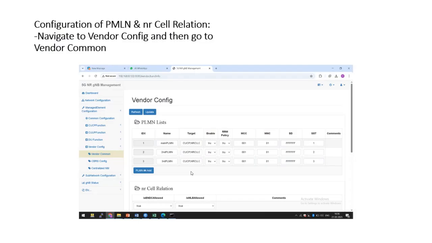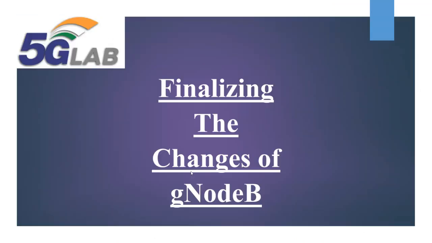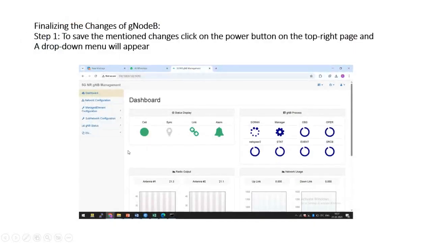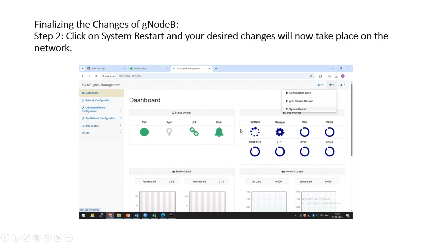After all this configuration, you need to go to save configuration, apply that configuration, and reboot your system. Once you log in back, it will run all its services, manager, SRN, OBS, all the services. If it is able to connect successfully with the core network, it will show the cell app in green color. If any alarm is there, it will show under the alarm. You can also restart the GNODB.